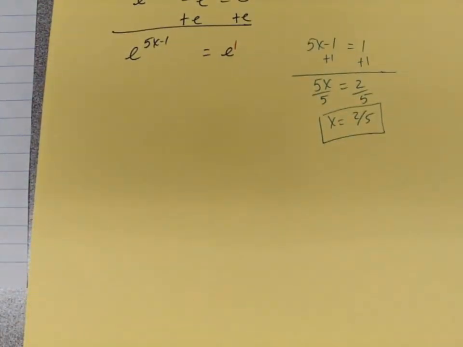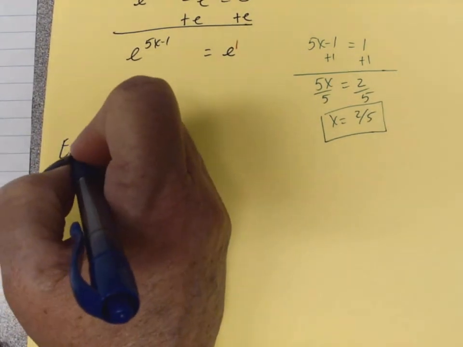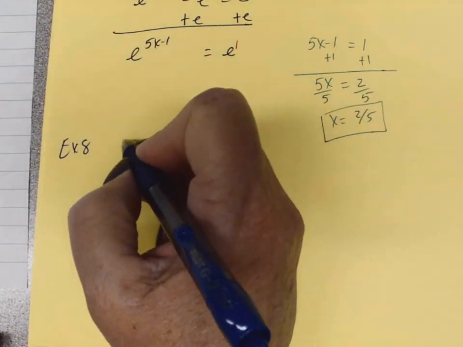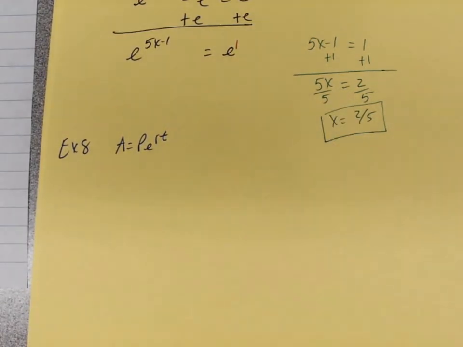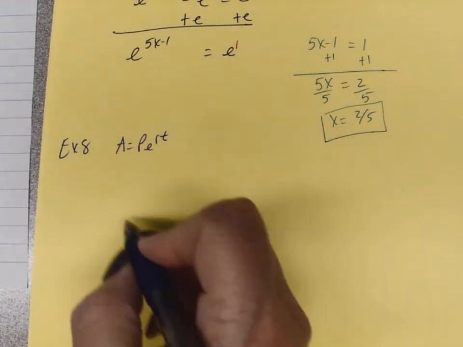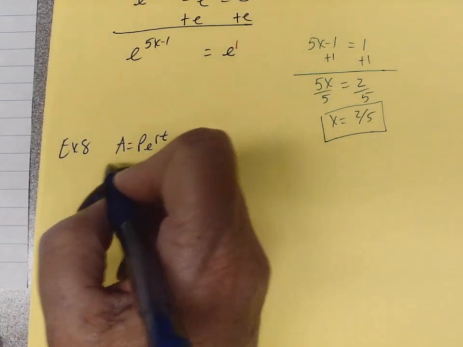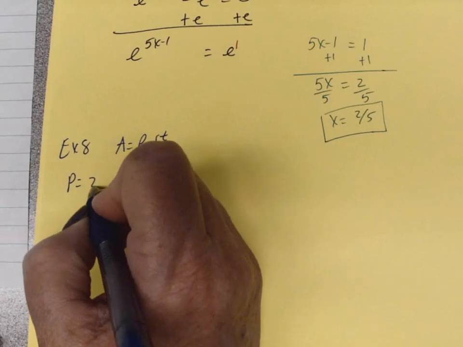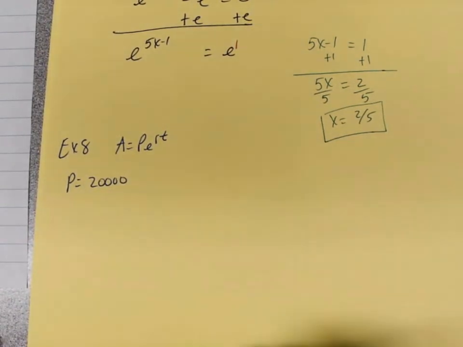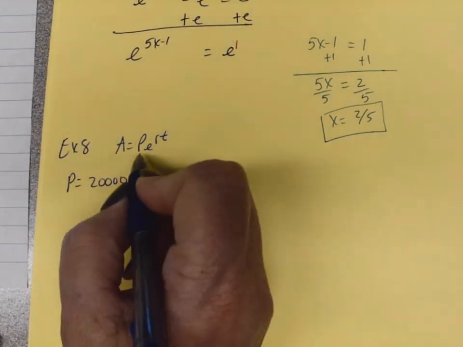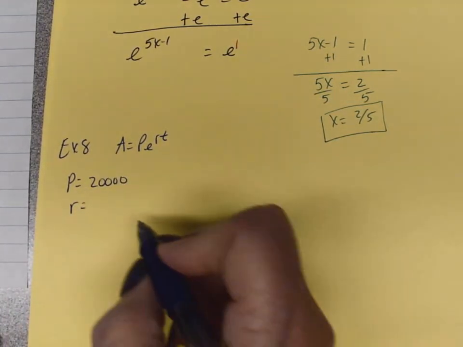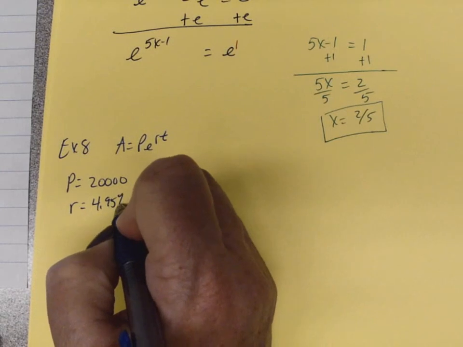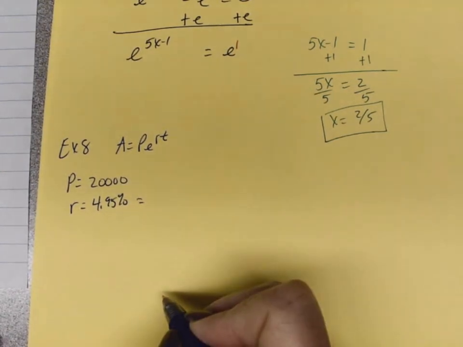All right, so let's go look at example 8. So we're looking at using A equals Pe to the rt. Let's put what we know. The value of an investment of $20,000. The investment amount, or the amount that you deposit, is going to be the P, the principal. Our next letter that we get is R. We were told that it was 4.95%. We need to change that to a decimal.